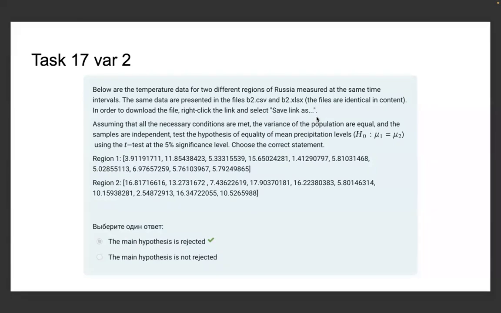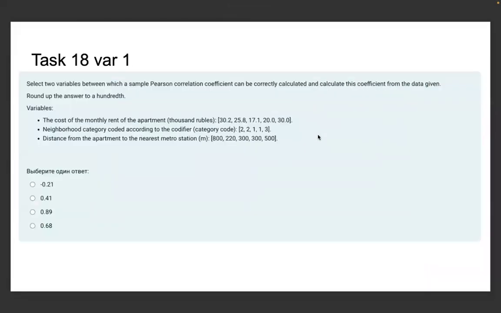Okay, let's move on. Task number 18. Here we have to calculate the correlation between the two types of data. So let's look at what data we have. We have the cost of the monthly rent of the apartment. We have neighborhood category coded according to the codifier and distance from the apartment to the nearest metro station.